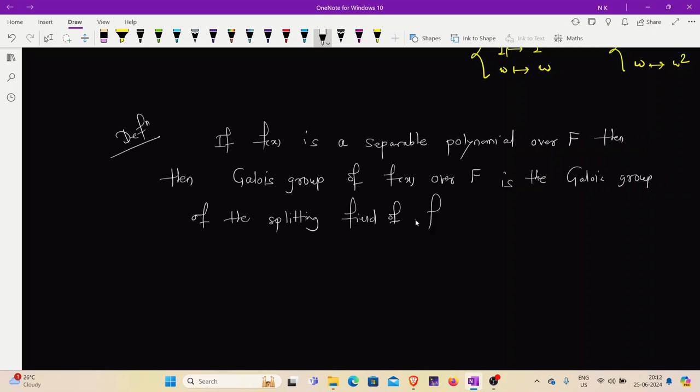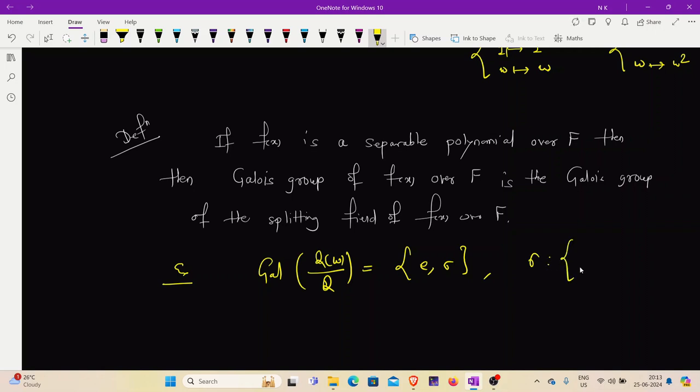Splitting field of f(x) over F. Okay, so we can write as an example the previous example that we considered. For example, the Galois group of Q(omega) over Q will be equal to the identity map, say E, and another map, say sigma, where sigma is defined like this: 1 maps to 1 and omega maps to omega square. So that is sigma. E means 1 maps to 1 and omega maps to omega.